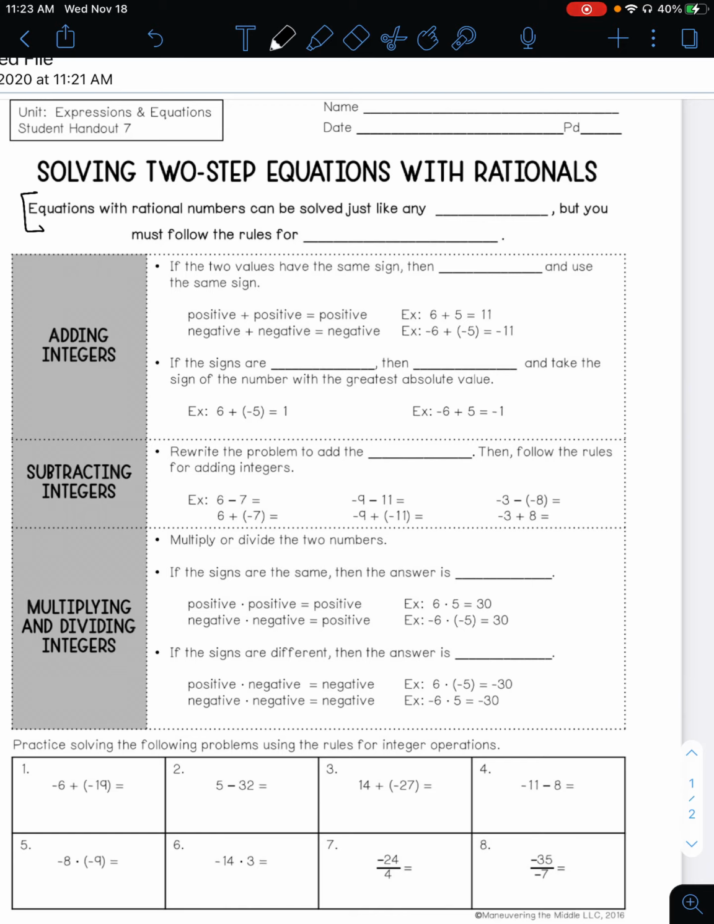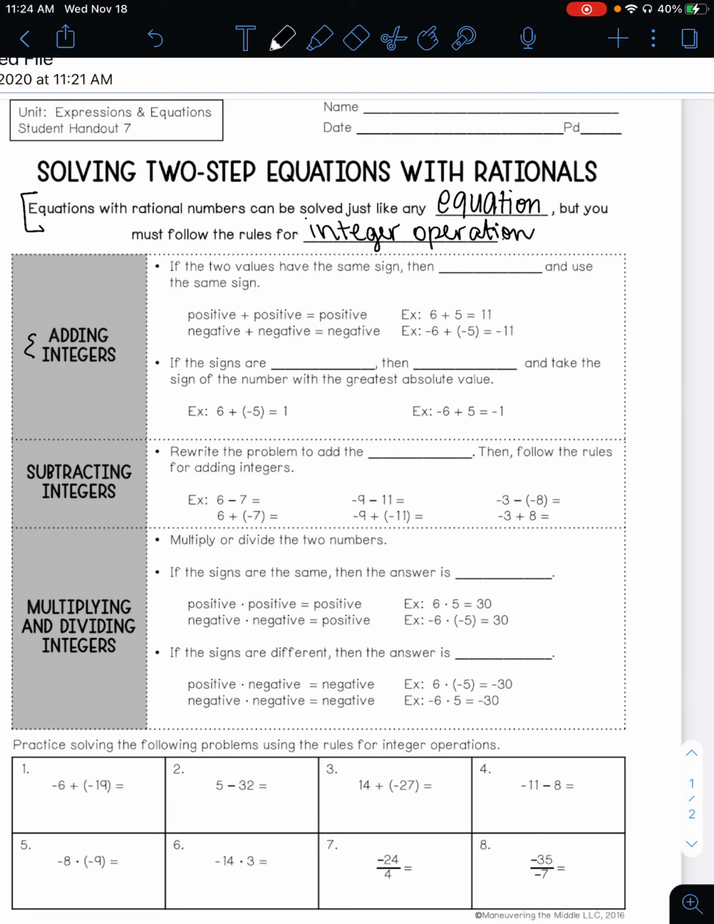Equations with rational numbers can be solved just like any equation, but you must follow the rules for integer operations. What is that? What are integer operations? Those fancy rules that I gave you at the beginning of the year when we were talking about adding, subtracting, multiplying, and dividing positive and negative numbers. So let's just get right into it. Let's start with adding our integers.